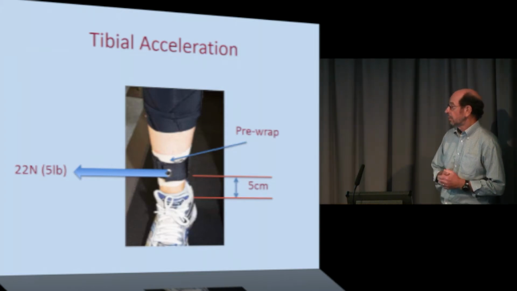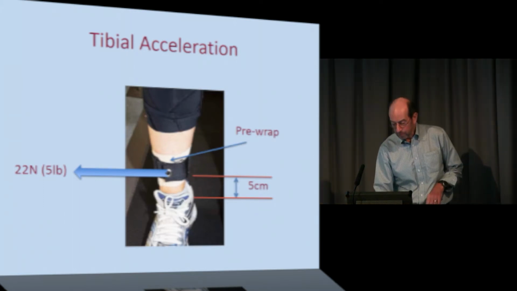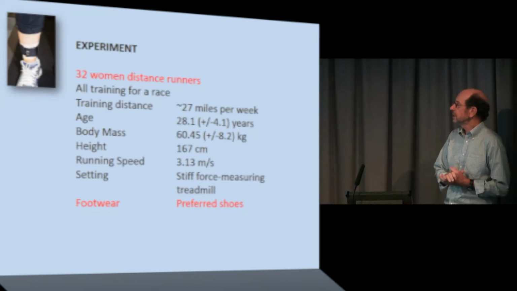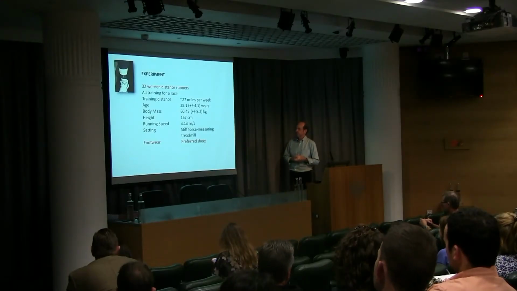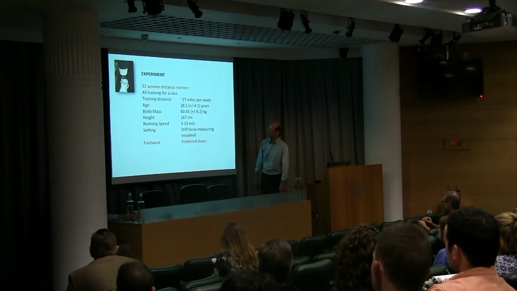And so this is an example where small accelerometers are attached to the anterior tibia of women distance runners as they ran in different ways. In one experiment, we used 32 women distance runners. They were all training for a race. They were aged about 28, body mass about 60 kilograms. And we studied them at fairly low running speeds because these were not elite runners. These were women who were just training to run a 10K race.